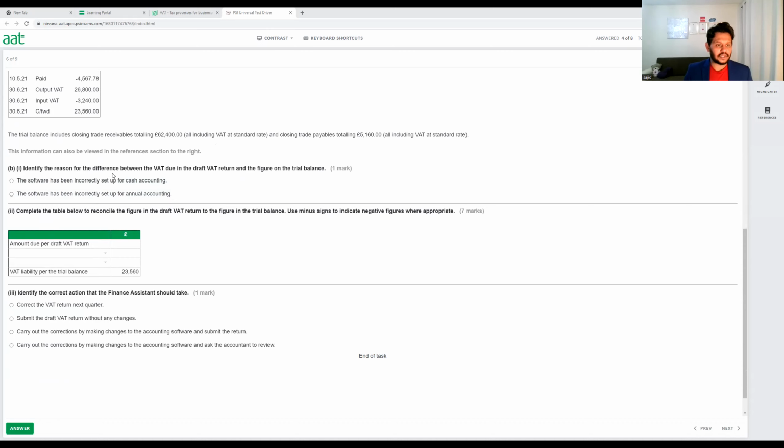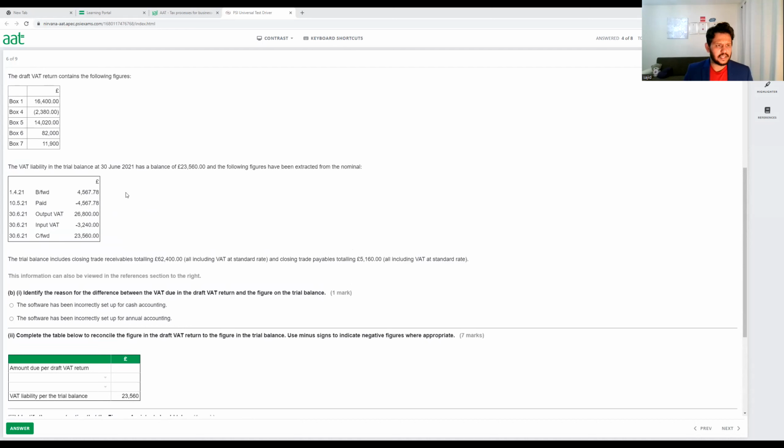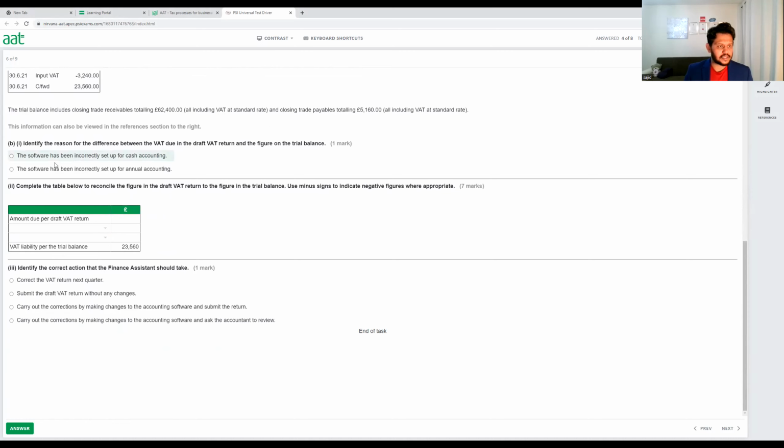Identify the reason for the difference between the VAT due in the draft VAT return and the figure shown in the trial balance. So the VAT return says we need to pay 14,020, and the trial balance says 23,560. Okay, that's the difference. All right. So what is the reason? Identify the reason for the difference between the VAT return and the figure in the trial balance.